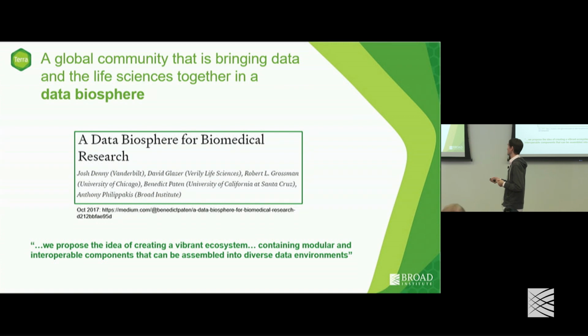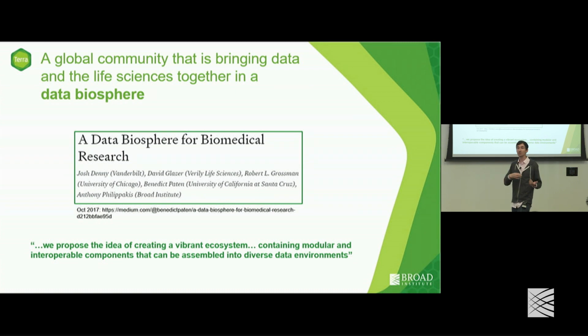One key quote that I pull out from this vision article is that they propose creating what they call a vibrant ecosystem. So there's not just Terra and nothing else. It's not monolithic. There's Terra and there's other things as well. We'll talk more about that in a moment. The components of this ecosystem are modular and interoperable, meaning that they can be developed by others, but they talk well to each other, and can be assembled into diverse data environments. That's really the spirit of Terra: an environment for working with data.